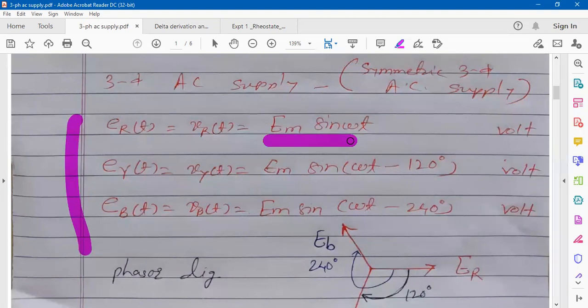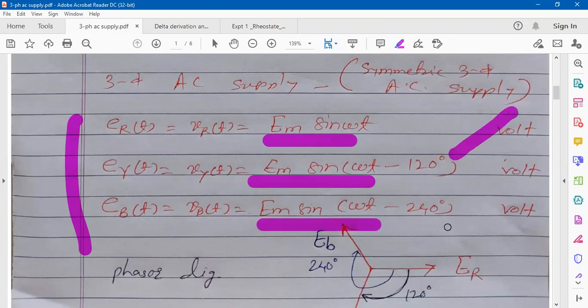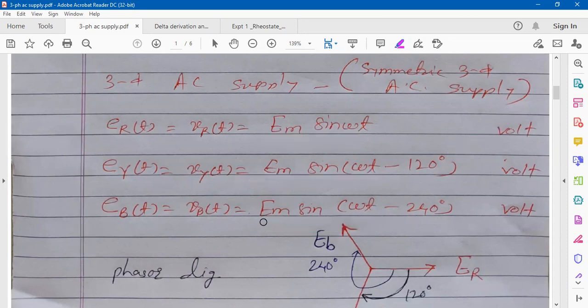Peak is the same. All 3 are purely sinusoidal waveforms. Angular frequency is also the same, omega. That's why it is called a symmetric 3-phase AC supply. Now this is the mathematical representation. The same waveform you can represent in the form of a phasor diagram also, because AC has parameters, magnitude and direction, that continuously change. So you can represent it in the form of phasors.